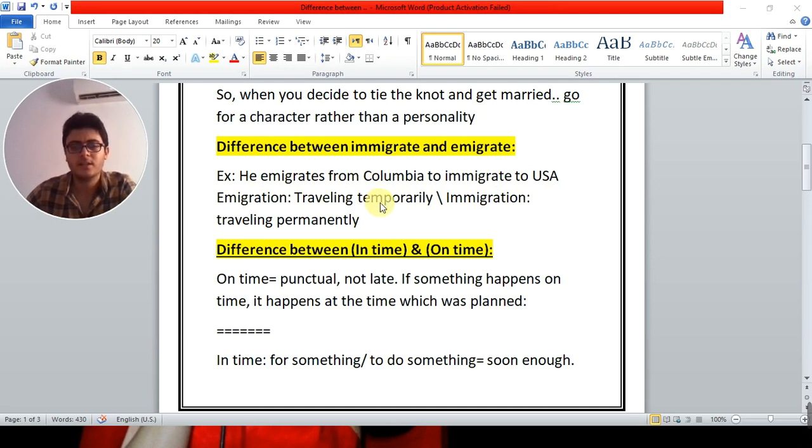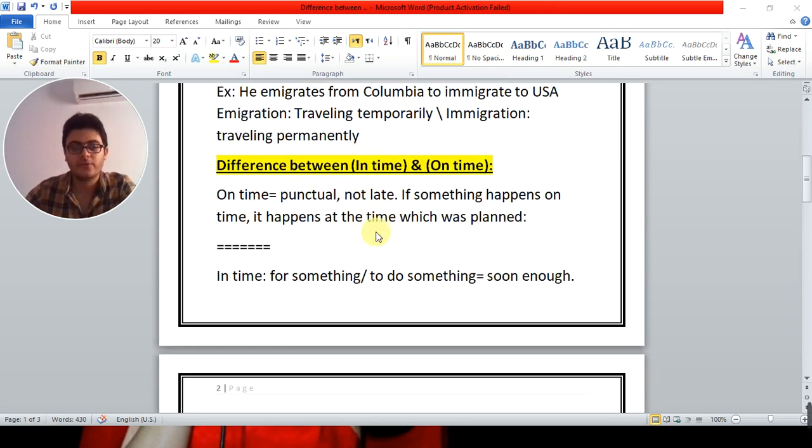For example, I traveled from Colombia to the USA to visit some relatives and I'm going back again to Colombia, my homeland. But immigrate or immigration means to travel permanently, not going back to your homeland. You will travel to the USA and you will stay there and it will be your next homeland. Permanently means to go and never come back. But temporarily means to go for some reason and you get back again to your homeland.